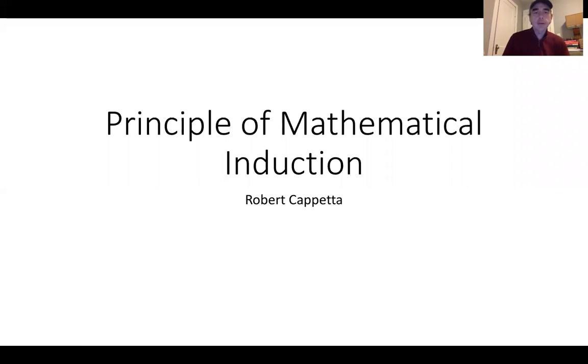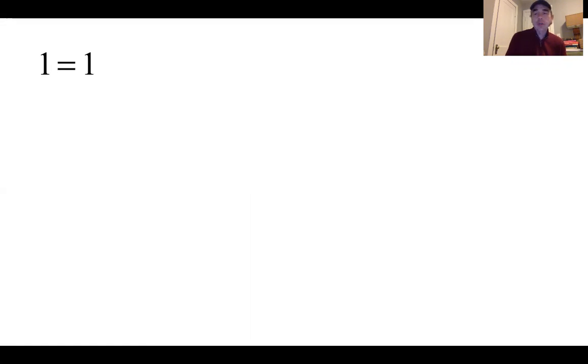So this lesson is on the principle of mathematical induction. So let's create a rule here. So notice 1 equals 1, no surprise there. 1 plus 3 is 4. What do 1 and 4 have in common?